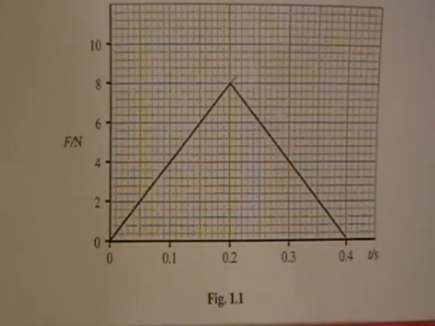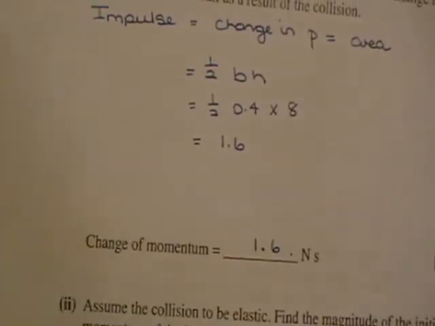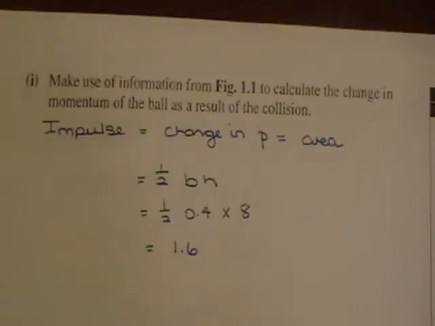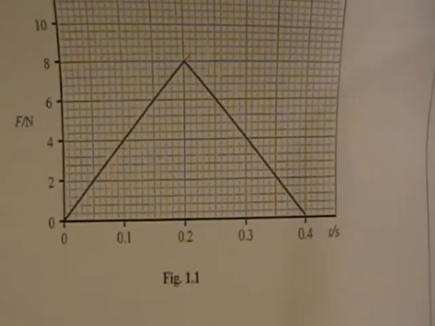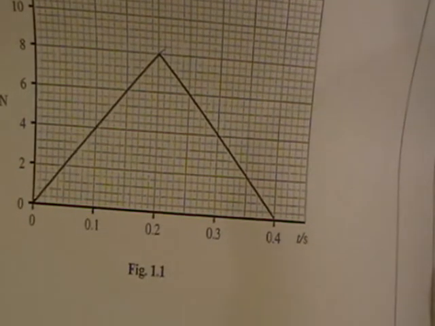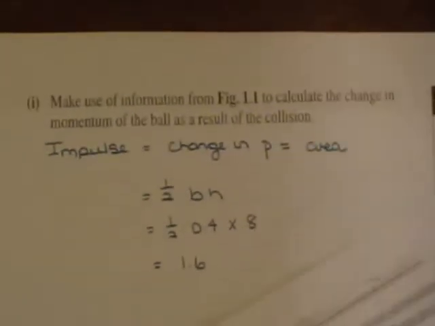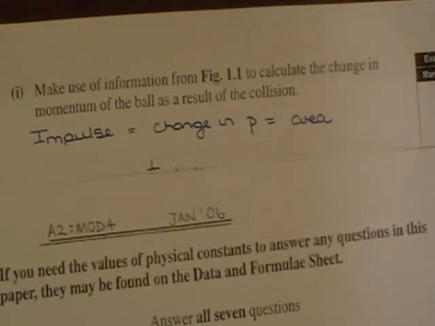So the next part of the question is asking us then, make use of information from figure 1.1 to calculate the change of momentum of the ball as a result of the collision. And so from figure 1.1, if we calculate the area underneath the graph, we are getting the impulse of the ball. We're looking for the change of momentum of the ball, which is exactly the same as the impulse of the ball. And so therefore it's the area underneath the graph.